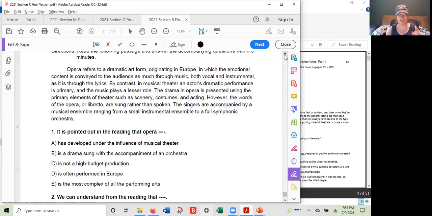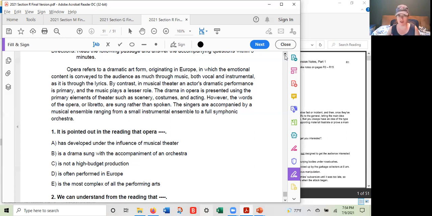That to me is one of those ding, ding, ding words, or rather a set of words, "by contrast," meaning we're about to see something that's the opposite. So it's saying here, in musical theater, an actor's dramatic performance, which is just a fancy way of saying they're acting, is primary and music plays a lesser role by contrast. So I know that music is in here and some acting in there.